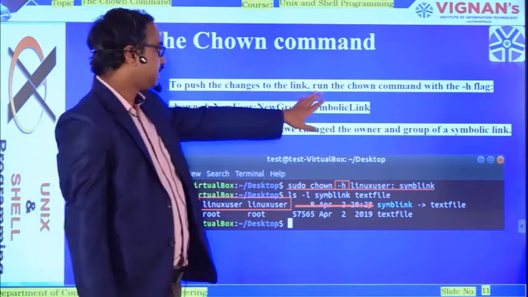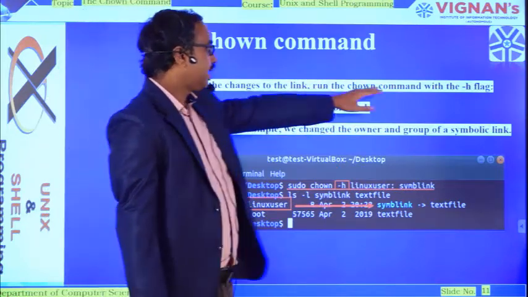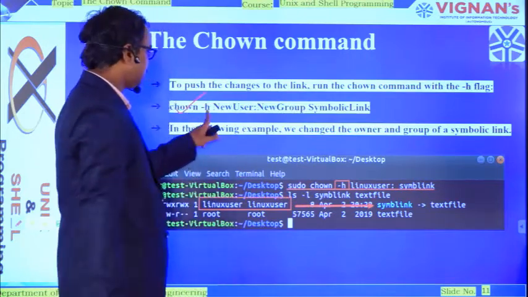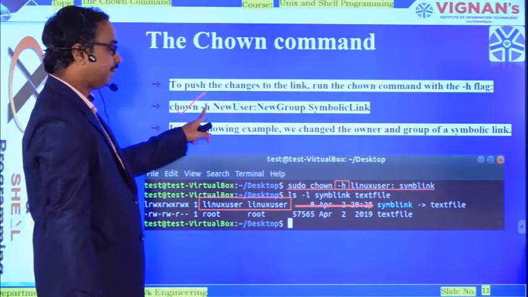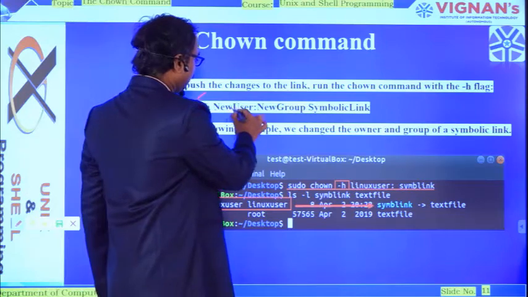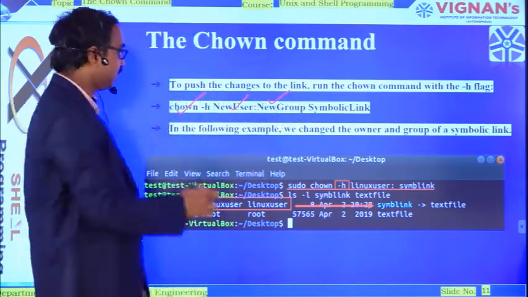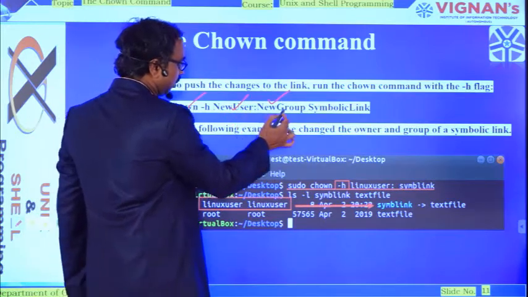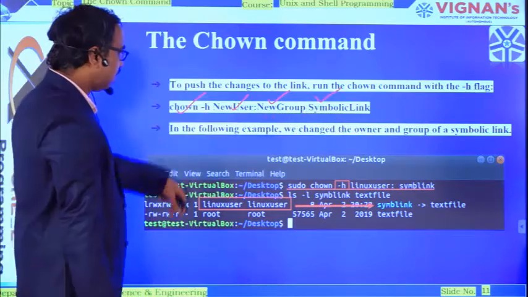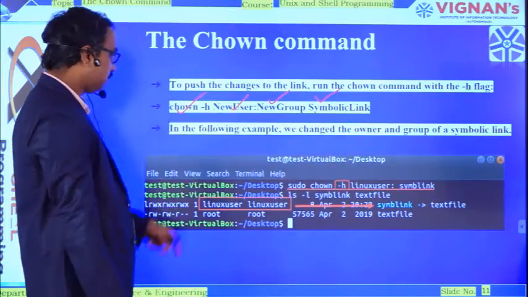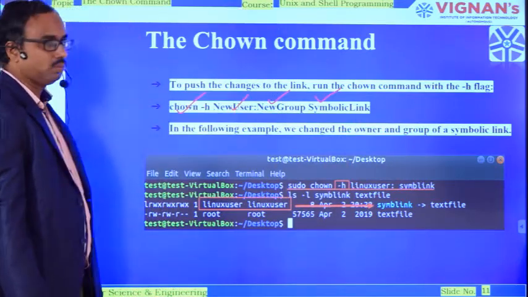After that, to push the changes to the link, we can run the chown command with the flag H. The syntax will be chown, option H, new user, whatever the owner name, colon, group name. I'm talking about both owner name and group name at a time. So: new user, colon, group name, and the symbolic link. In the following example, we change the owner and the group of a symbolic link.